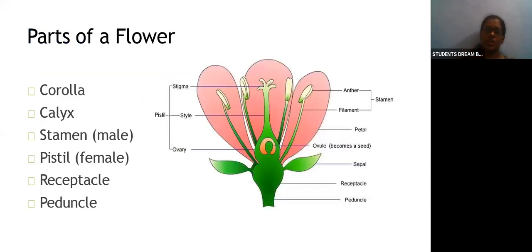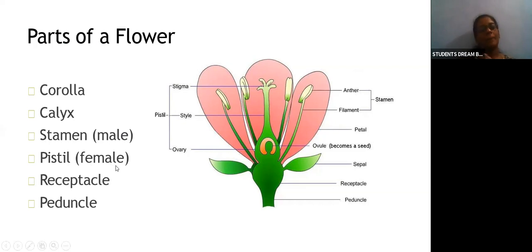Now, what are the parts of a flower? Okay, so the two main parts of the flower are the stamen and the pistil. The stamen is the male reproductive structure. It comprises the anther and the filament. The female reproductive structure is the pistil. This comprises the stigma, style, and the ovary. So this is the stigma, this is the style, and this is the ovary. These are the main parts, the male and the female reproductive structures.